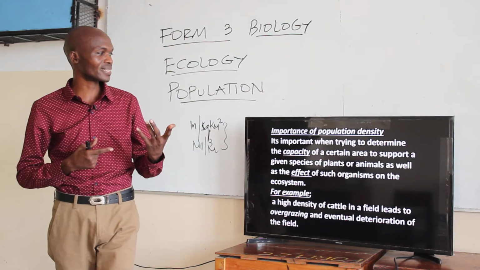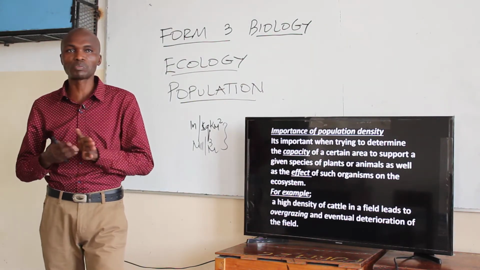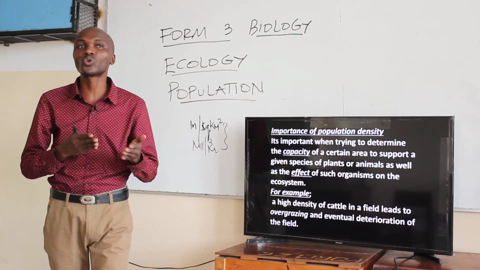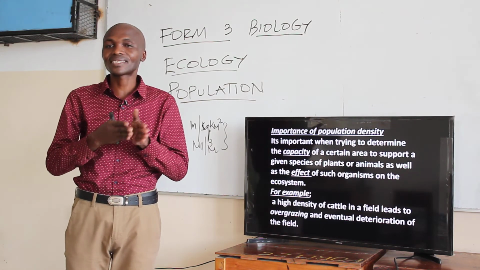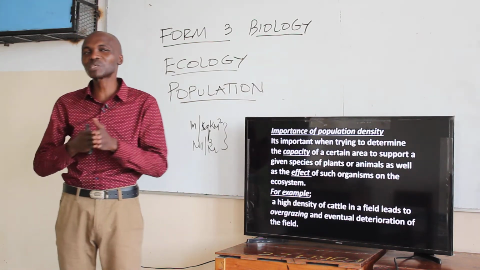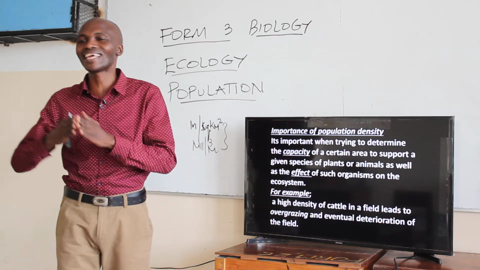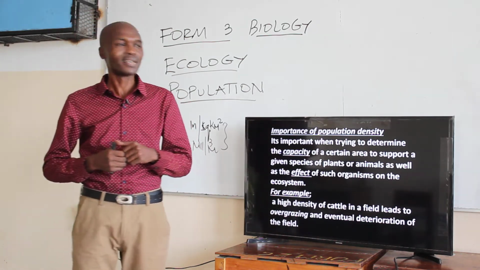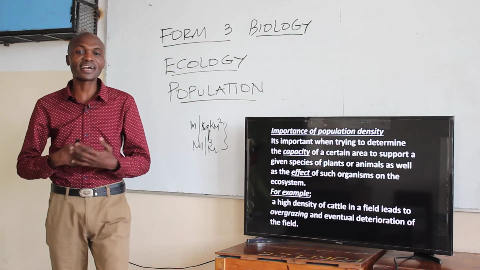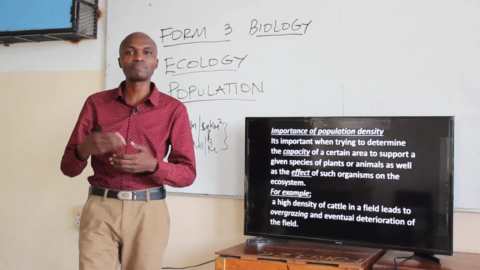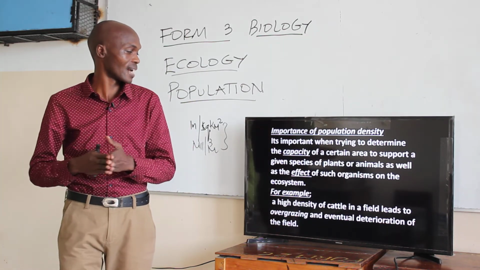So it is very important in the sense that once you know the population density, you are able to know the capacity, and at the same time you can project the possible effects of these organisms in that particular habitat. And then you can go ahead and possibly come up with ways of ensuring that everything runs smoothly within the ecosystem.